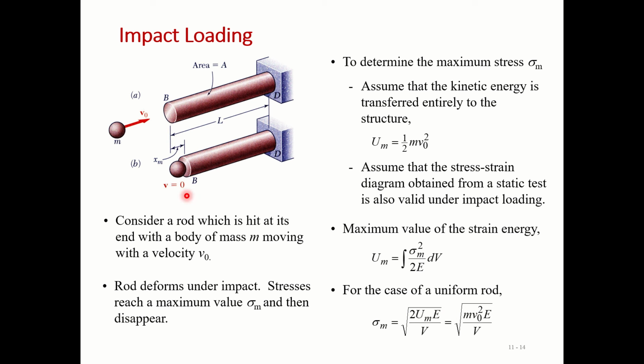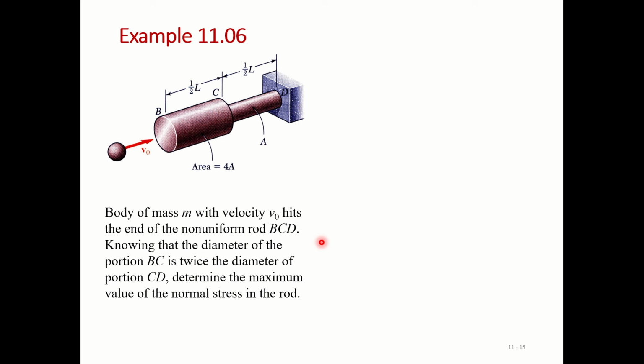This is the uniform cross-sectional case. If we have a rod that has different cross-sectional areas, we will separately find out the strain energy for each individual section, and then we will sum up for the whole rod. So this is the simple case in which we relate the strain energy of the hitting object to the strain energy of the rod under tensile load conditions. In this way we can find out the maximum value of the stress.